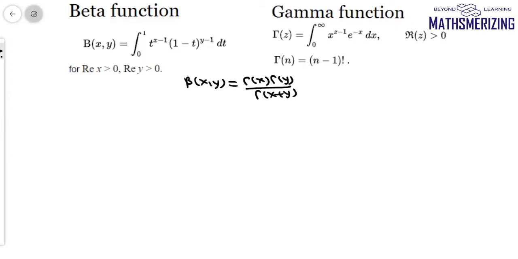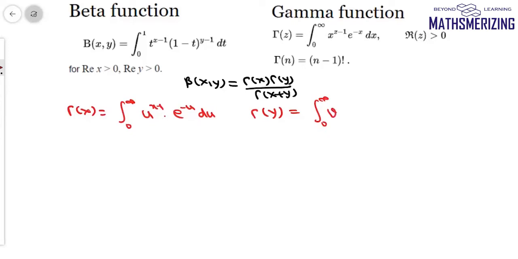So what I'll do is I'll consider this integral gamma x, and we know that gamma x is the integral from 0 to infinite of u to the power x minus 1 into e to the power minus u du, and I'll consider gamma y, and gamma y is the integral from 0 to infinite of v to the power y minus 1 e to the power minus v into dv. Now I'll multiply these two integrals.